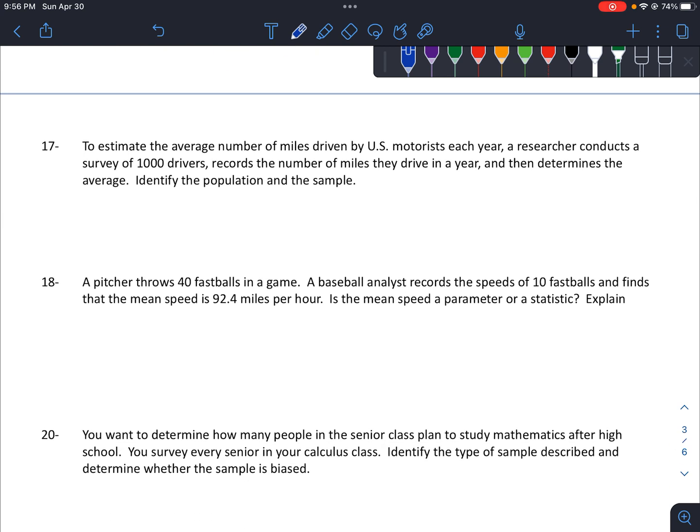To estimate the average number of miles driven by U.S. motorists each year, a researcher conducts a survey of 1,000 drivers, records the number of miles they drive in a year, and then determines the average. Identify the population and the sample. So, population and the sample. So, I'd probably say that the population is probably U.S. motorists right there. So, a researcher conducts a survey of 1,000 drivers. So I would probably say the sample is the 1,000 drivers.